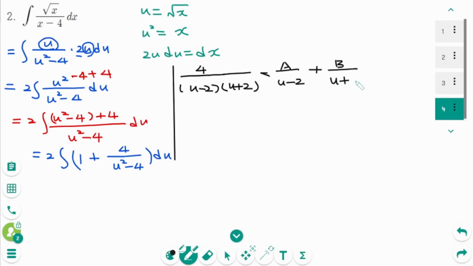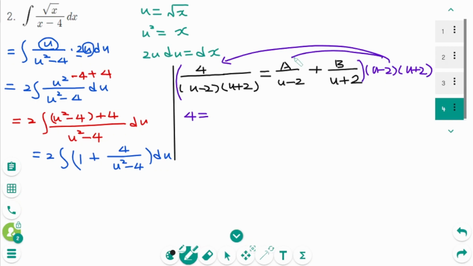u plus 2. Then multiplying by the least common denominator, which is u minus 2 times u plus 2, we get the basic equation. The first one is 4 equals a times u minus 2 is cancelled, u plus 2, plus b times u plus 2 is cancelled, u minus 2.